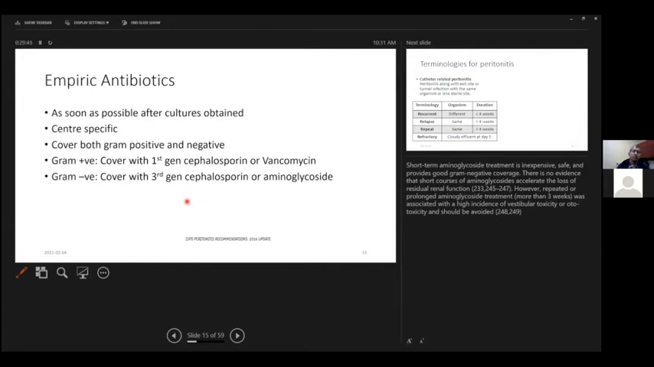And what you do is when you're going to cover a blanket, empiric antibiotic, cover both gram positive and gram negative. So with gram positive, you cover with first generation cephalosporin or vancomycin. And gram negative, you cover with third generation cephalosporin or aminoglycosides. Now, this is really important here because the ISPD guidelines have those first generation cephalosporins, but the amount of resistance for first generation cephalosporins is so much. Like in countries where there is rampant use of antibiotics without any particular thought, there you can get a resistance, and that's the place where you have to be careful about what antibiotics you're using. That's why center-specific becomes important here.